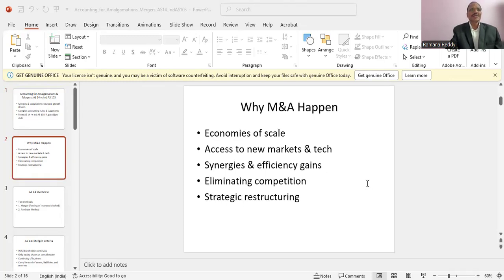We'll see why these mergers, amalgamations and acquisitions are happening. The reasons are achieving economies of scale, gaining synergies, accessing new markets and technology, eliminating competition, and strategic restructuring under regulatory or economic pressure. But the legal way a merger is structured often differs from the accounting way it must be presented. That is why we need accounting standards to ensure faithful representation and comparability of financial statements.